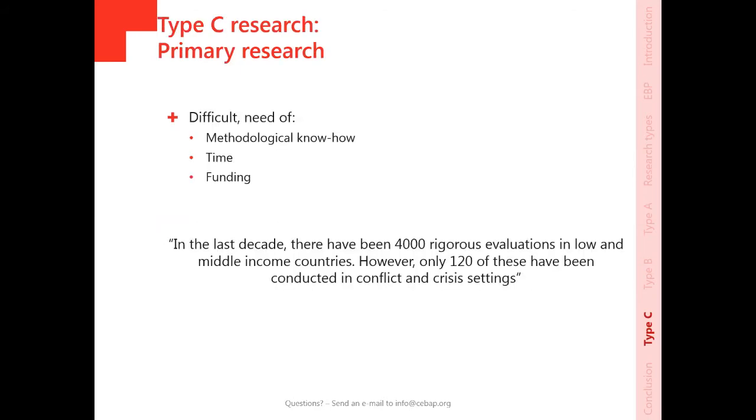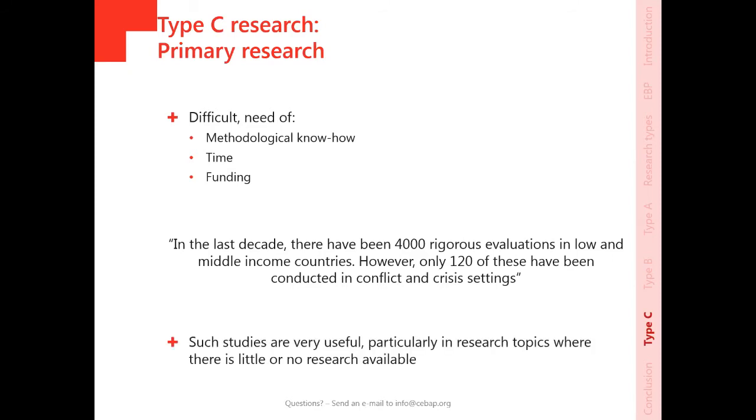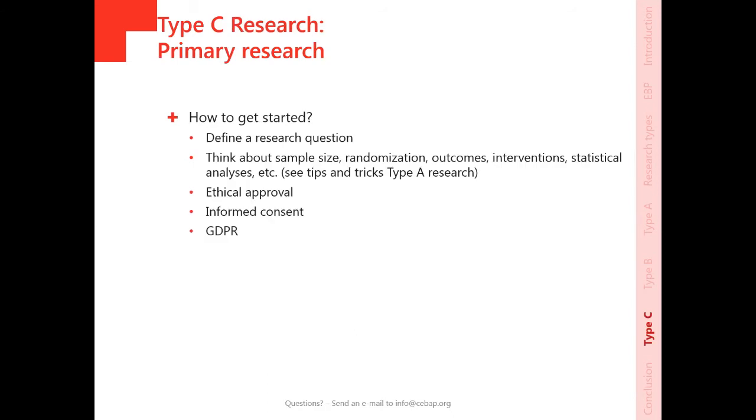And type C research involves primary studies, ideally involving a control group. To do this type of research is difficult. It requires methodological know-how, it requires time, and it requires funding. As an illustration, there have been 4,000 rigorous evaluations in low and middle income countries in the last decade. However, only 120 of these have been conducted in conflict and crisis settings. Nevertheless, such scientific studies are highly needed and very useful, particularly in those areas where there is little or no research available. So how should you get started?